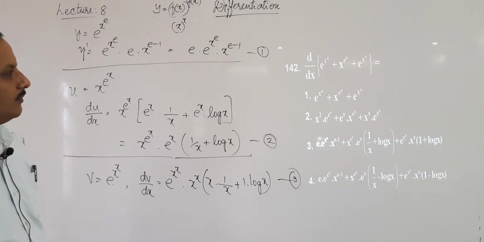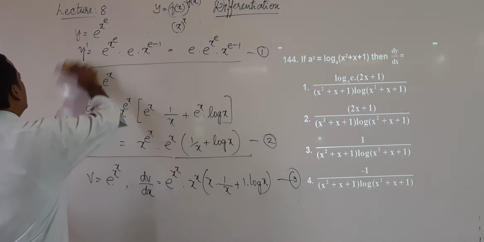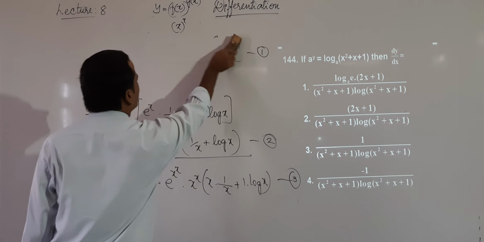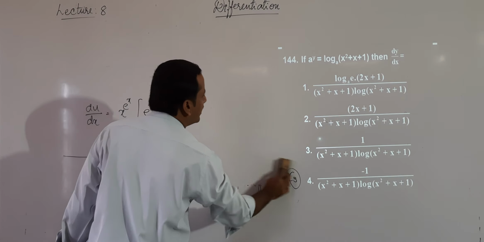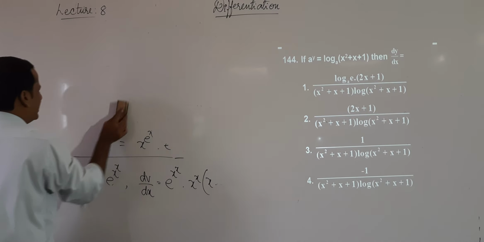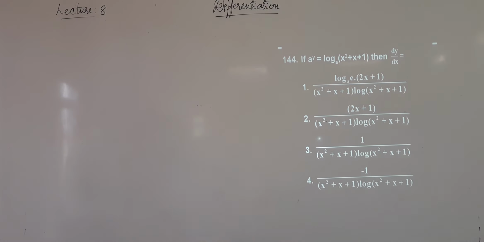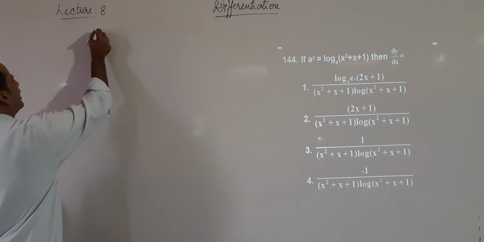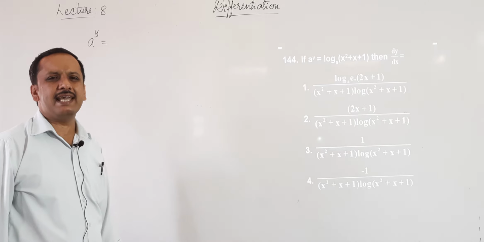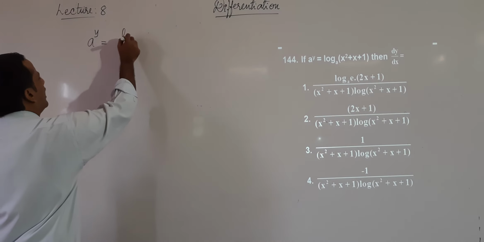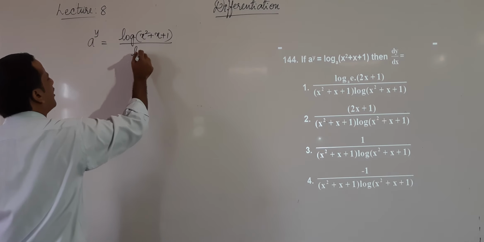Okay. Then, question 144. If a power y is equal to log of x square plus x plus 1 to the base a, then dy by dx is equal to... While differentiating log x, we prefer that the base is e, right? Now, the base is a, so I will use the change of base rule and write this as log of x square plus x plus 1 divided by log a.